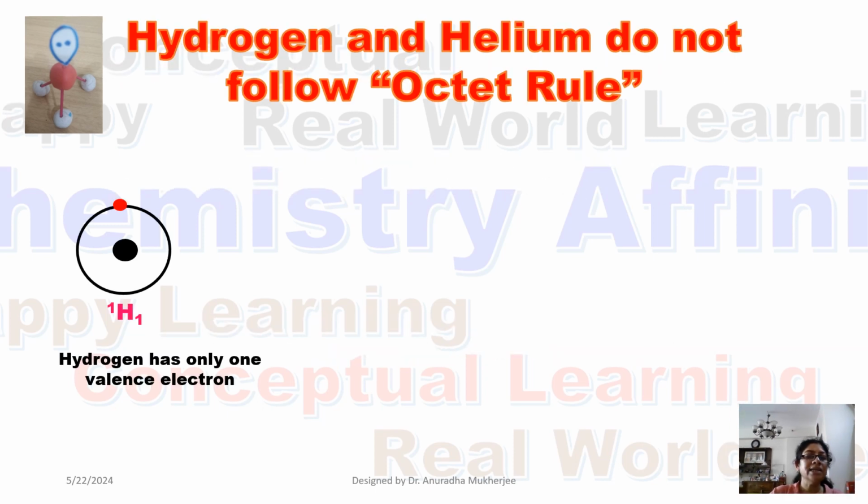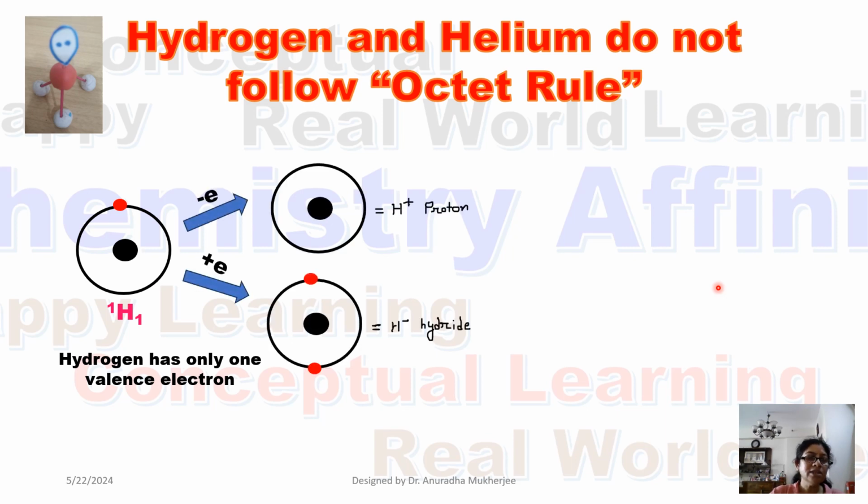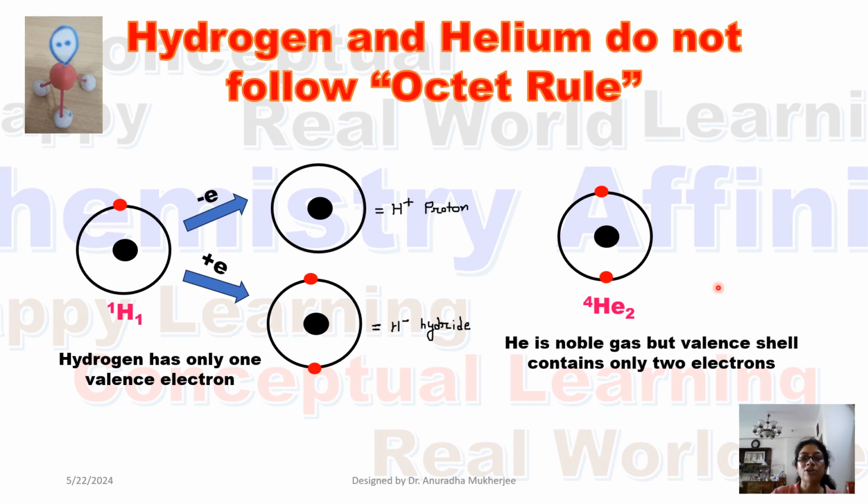Now hydrogen and helium, they do not follow the octet rule. We know that hydrogen has one valence electron. And when hydrogen loses one electron, it becomes H plus, there is no electron. And when hydrogen accepts one electron, it becomes H minus, the hydride ion. So here we can see that hydrogen is not following the octet rule. Similarly, helium is a noble gas and helium has only 2 electrons in its valence orbital and still it is very stable. So that's why helium is also not following the octet rule.